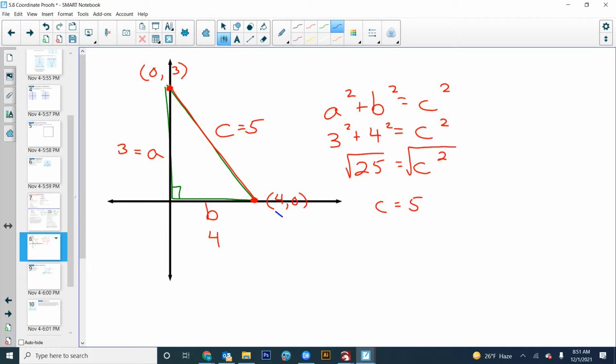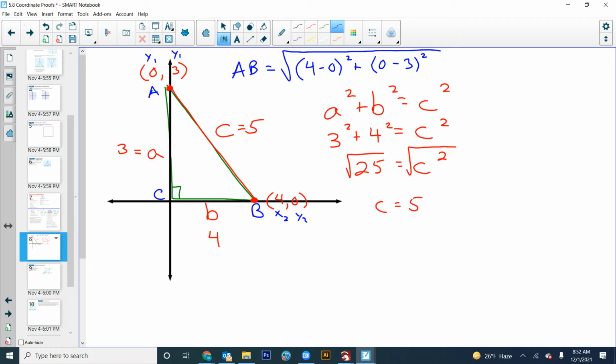Let's call this one x2, y2, and this one x1, y1. What's the distance formula? Let's call this segment A, B. AB is the square root of, well, wouldn't we do 4 minus 0 squared plus 0 minus 3 squared? Yes?